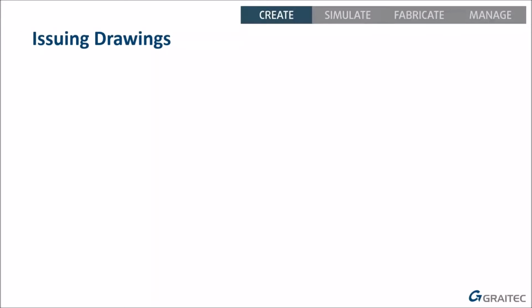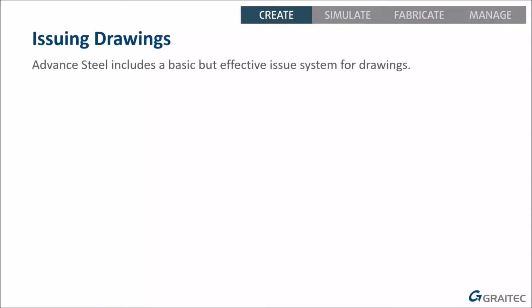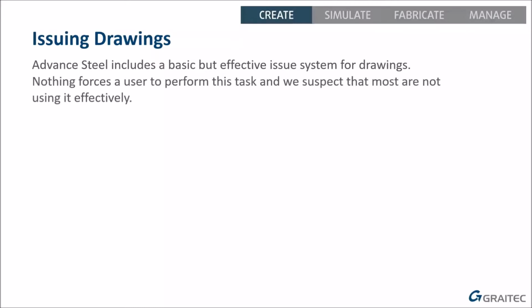So the very first point is issuing your drawings. How do you know which drawings have been issued? Well, Advanced Steel has a basic but effective system to handle issuing drawings. This system is completely and utterly manual, and there's nothing in the system to force you to use it. Because there's nothing forcing you to use it, we suspect that most users are probably barely aware that it exists and ignore it if they do know about it, and probably aren't using it very much. But it's really key to making an efficient, easy workflow for handling revisions and changes.